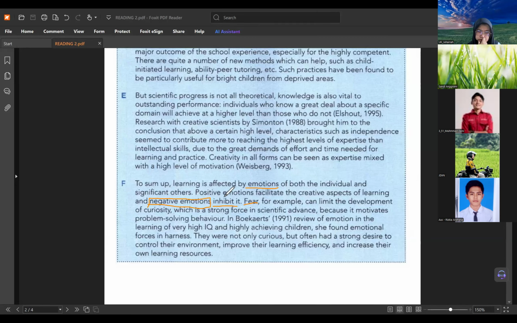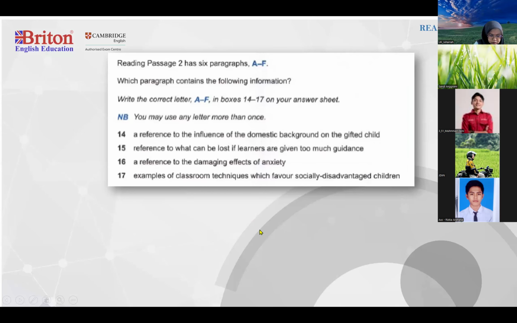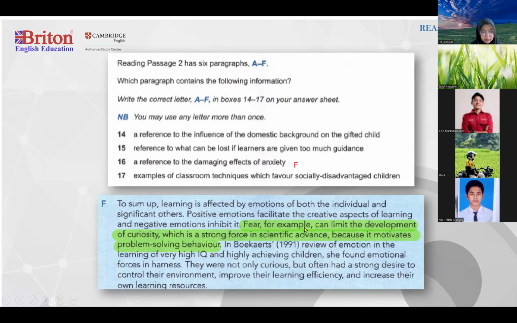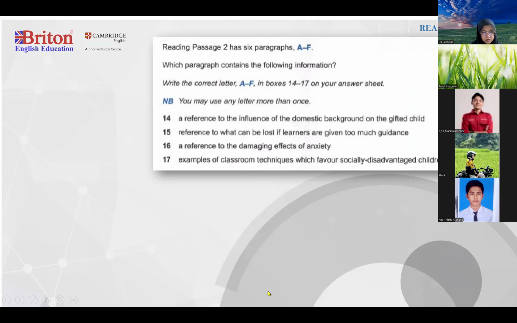Emosi negatif memblok kreativitas dalam belajar. And that is the paraphrase of statement number 16. So the answer, Rizka, is F. Good job. Choose the next friend, Rizka, to do the triple S for us. Miss Sandy. Okay, Miss Andy, please.